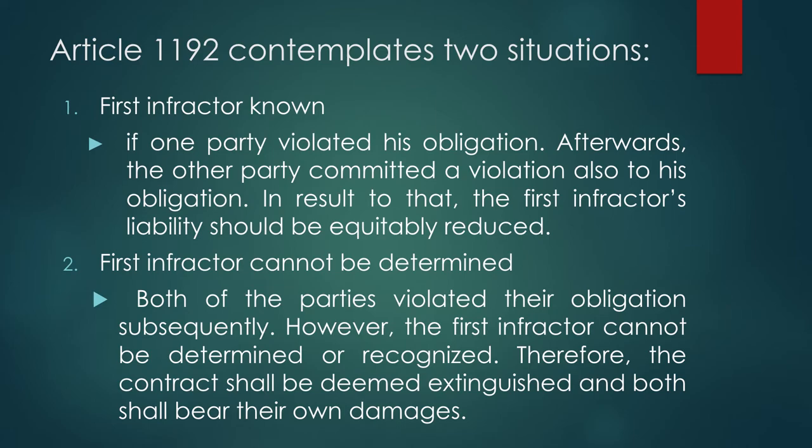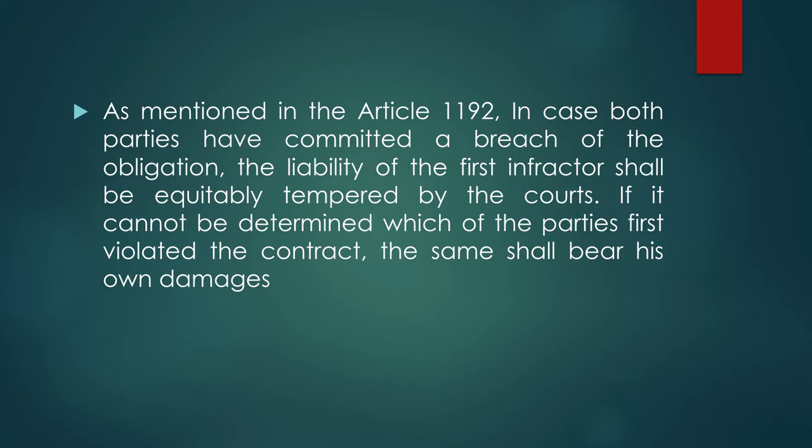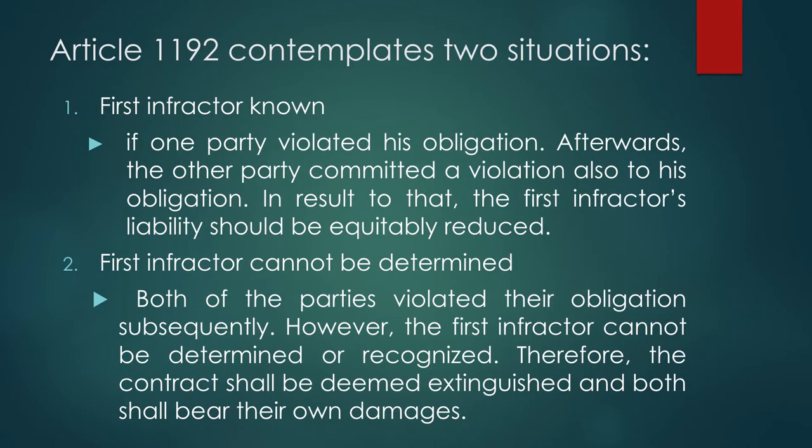Okay? So, he who goes to court must come with clean hands. Yun yung sinasabi nila. Okay? So, if you're in pari delicto, it's just so hard for the courts to favor one if you are both at fault. Okay? But of course, there is this rule on the first infractor. If you're the first infractor, okay, it shall be equitably tempered by the courts. So, Article 1192 contemplates two situations. First, first infractor known. So, if one party violated his obligation, and afterwards the other party also committed a violation of his obligation, as a result the first infractor's liability should be equitably reduced.